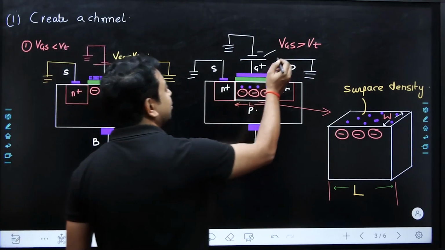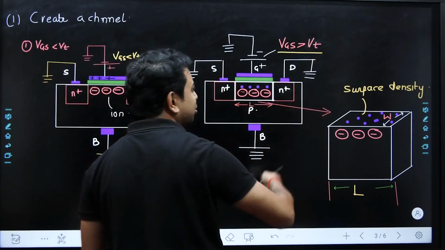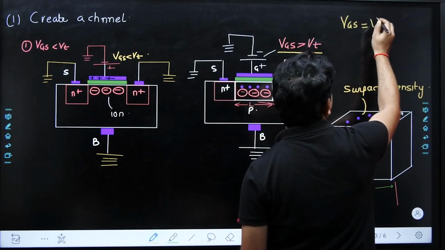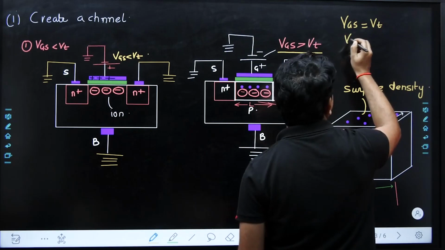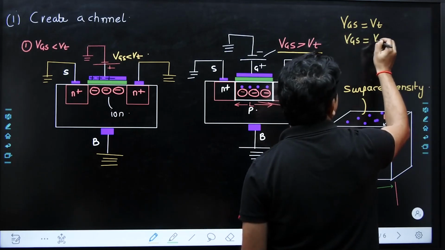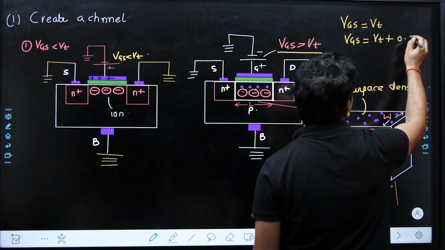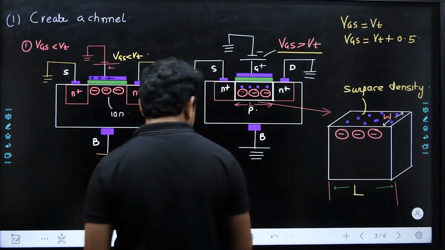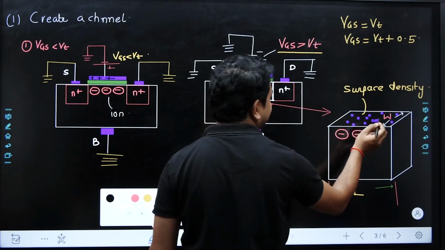And if you increase the gate terminal voltage greater than the threshold voltage, suppose we are applying a gate terminal voltage equal to the threshold voltage, and if we increase it to the threshold voltage plus 0.5 volt, we are having more number of electrons right now here. So the more number of electrons can be drawn like this.